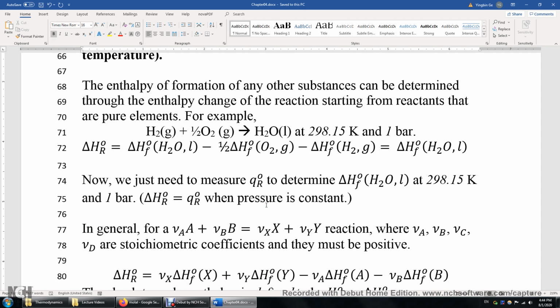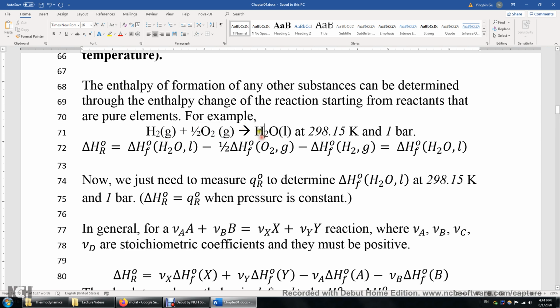For example, if we need to determine the enthalpy of formation of water, liquid water, we can look at this reaction. Hydrogen and oxygen are pure elements. And we do the reaction at 298.15 Kelvin temperature. That's the room temperature. And this 1 bar actually means, again, a hypothetical state. It means the partial pressure of hydrogen is 1 bar, the partial pressure of oxygen is 1 bar.